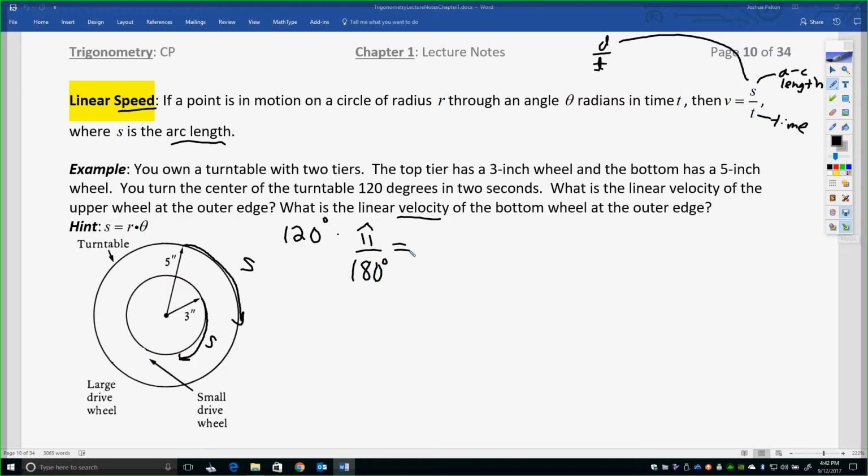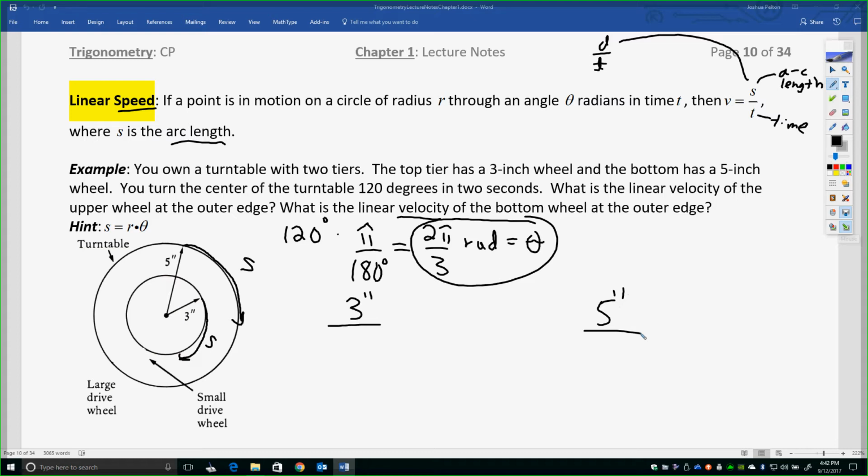And the degrees cancel there, and that'll give us a radian answer, which will be 2 pi over 3. And that is the same angle for both. So both of these spin at 2 pi over 3 radians of the angle. Okay, so we have the 3-inch and we have the 5-inch. So the distance traveled is radius times the angle.